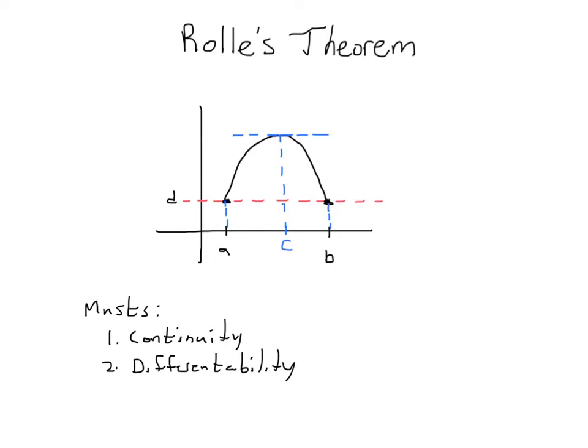Since it's continuous, there's no break. And since it's differentiable, it must be a smooth curve. Therefore, since it must be a smooth curve without a break, somewhere between a and b there has to be this number c where our function is going to have a horizontal tangent. Again, you have to keep in mind some of the musts: it must have continuity and it must have differentiability on that open interval.